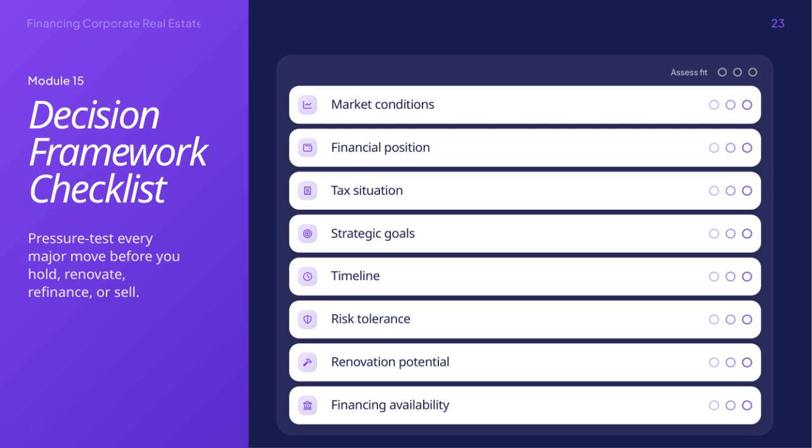The key takeaway is to pressure test every major decision, whether you plan to hold, renovate, refinance, or sell, so that you're making well-informed, strategic choices. This framework, from Module 15 on financing corporate real estate, serves as your checklist to navigate complex decisions with confidence.